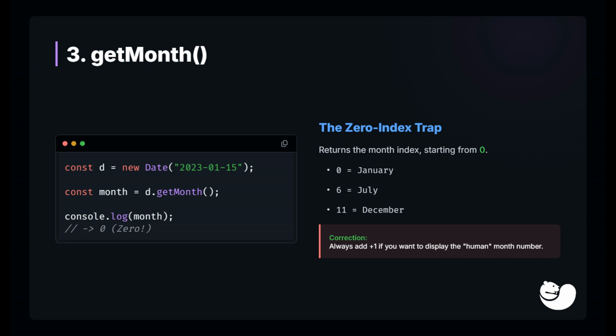Therefore, whenever you need to display the month numerically, you must remember to add 1 to the result. However, this zero-based index is actually useful when working with arrays, allowing you to use the result directly to pick a month name from a list, without needing to subtract 1 first.